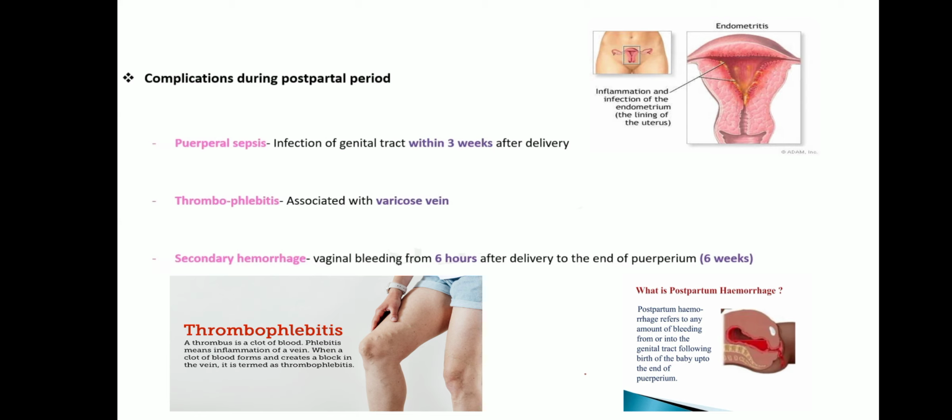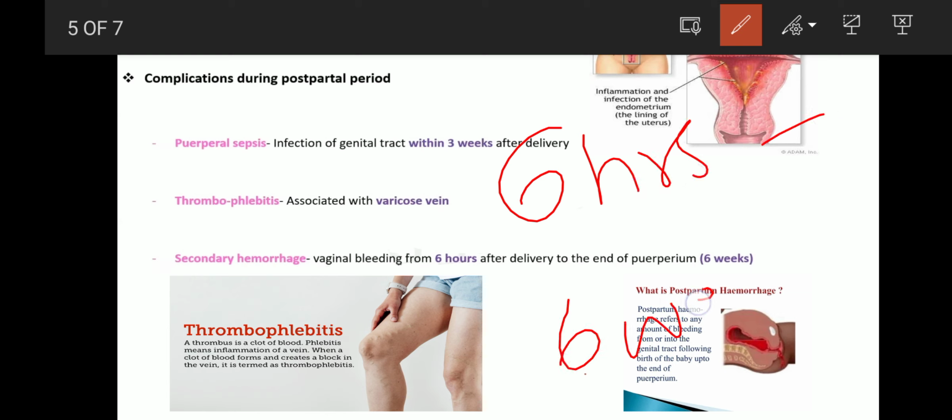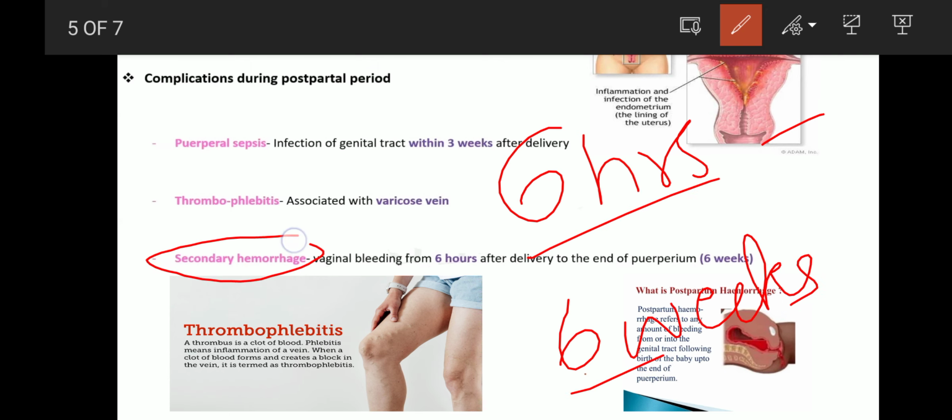The third complication is secondary hemorrhage. When the bleeding from the vagina occurs any time from 6 hours after delivery to the end of the puerperium, that is 6 weeks, it is referred to as secondary hemorrhage. So we see that vaginal bleeding from 6 hours after delivery to within 6 weeks of the puerperium is considered to be secondary hemorrhage.